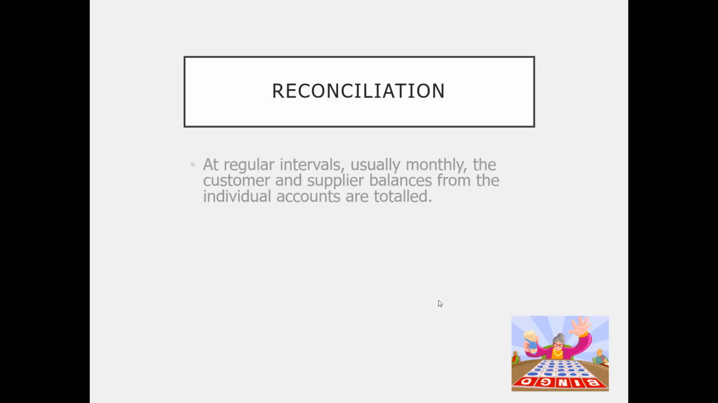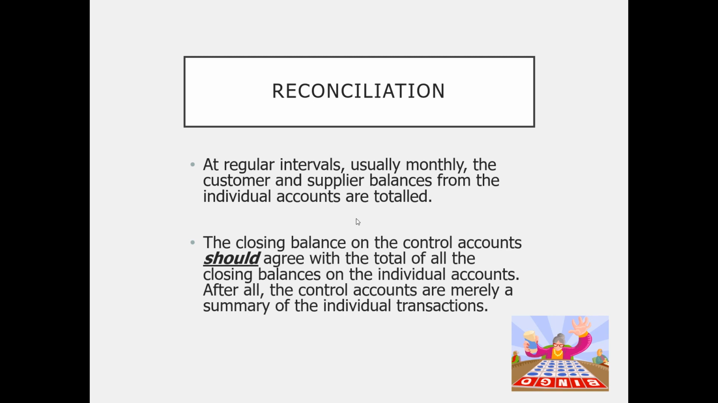So the reconciliation, I've already mentioned this: at regular intervals, usually monthly, the customer and the supplier balances from the individual accounts are totalled. That's simply a case of making a list of all the customers and all the suppliers, how much you owe to the suppliers, how much the customers owe to you, and then totalling them up. And the closing balance on the control accounts should agree with the relevant total of the closing balances on all the individual accounts. If they do, as I said, great. If they don't, then there are errors present.